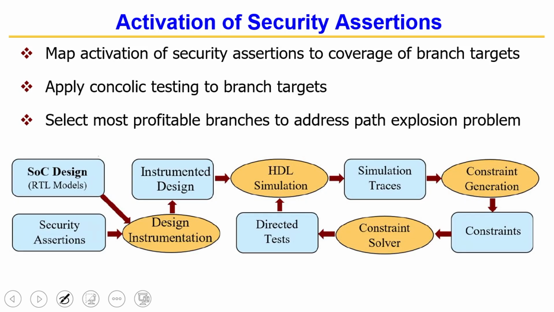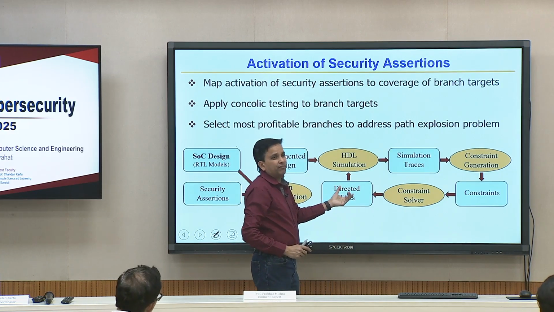When you have a design and the security assertion, you need design instrumentation which will print which path the simulation has taken. Then you do simulation, and from the simulation trace you do constraint generation and constraint solving. This is the formal part, simulation is the concrete part and this is the symbolic part, and then you basically get a test.